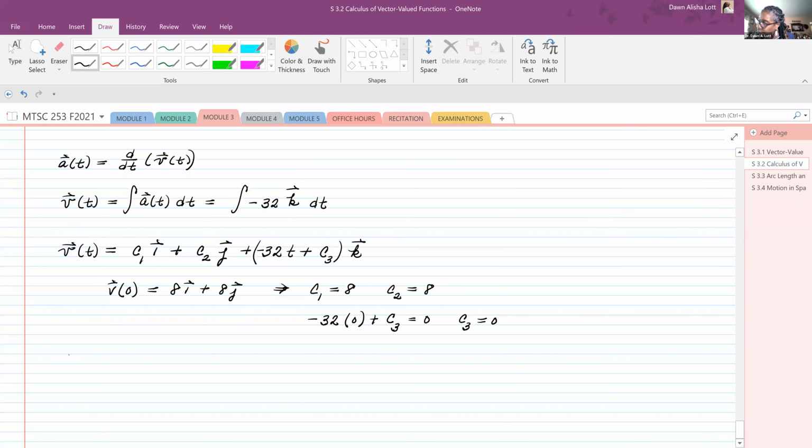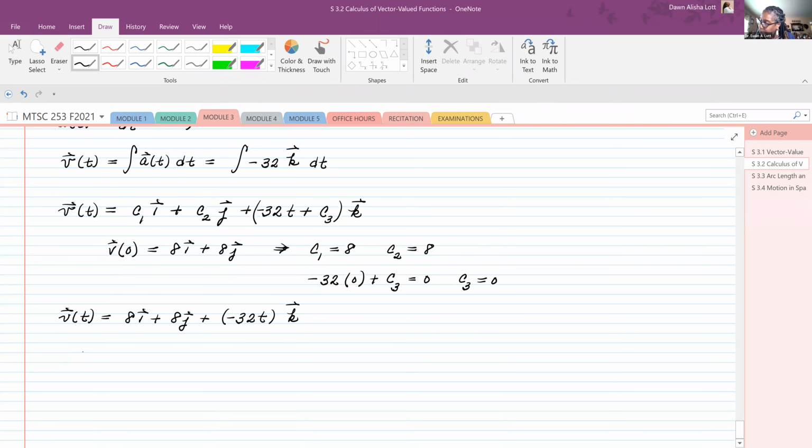So now I know V of t is equal to 8I plus 8J plus a negative 32t K. And now I integrate again to find R of t. So R of t is the integral of V of t dt. So that's the integral of 8I plus 8J minus 32tK.